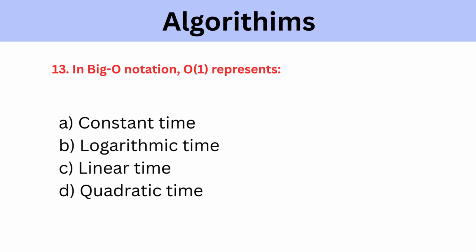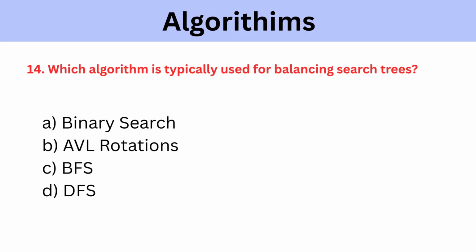In big O notation, O(1) represents: A. Constant time. B. Logarithmic time. C. Linear time. D. Quadratic time. The correct answer is option A, constant time.